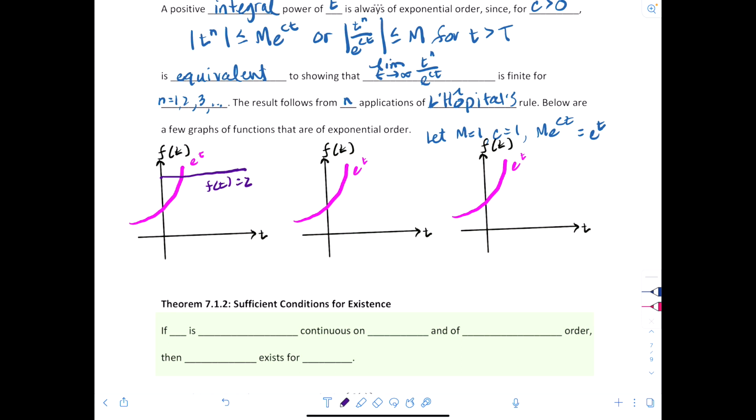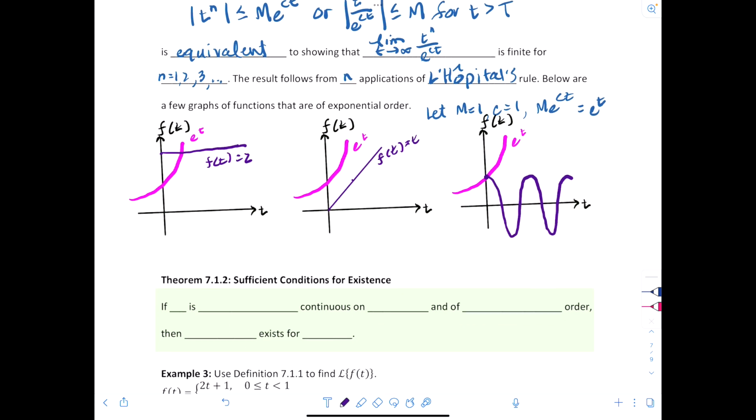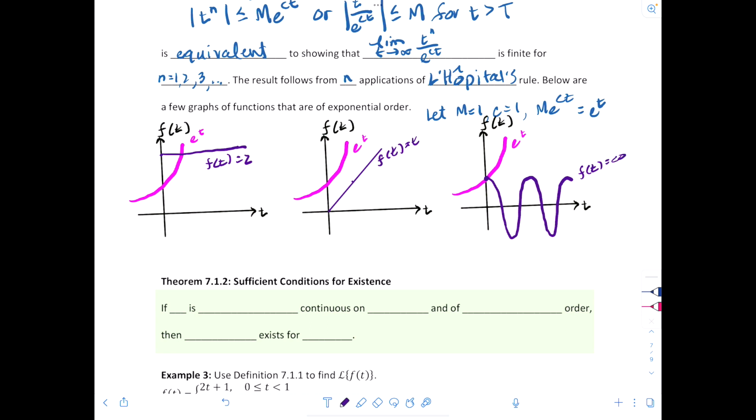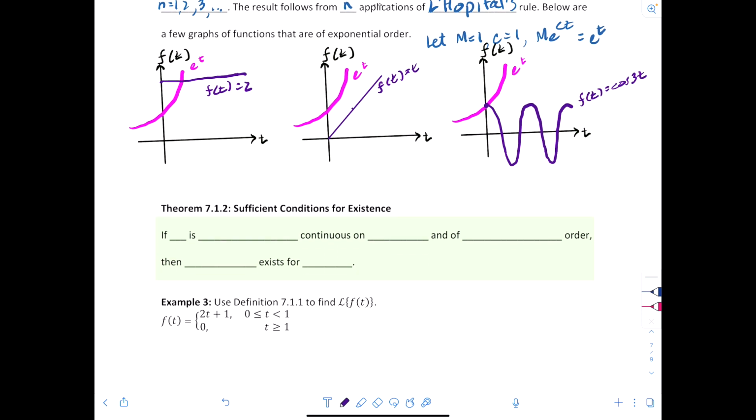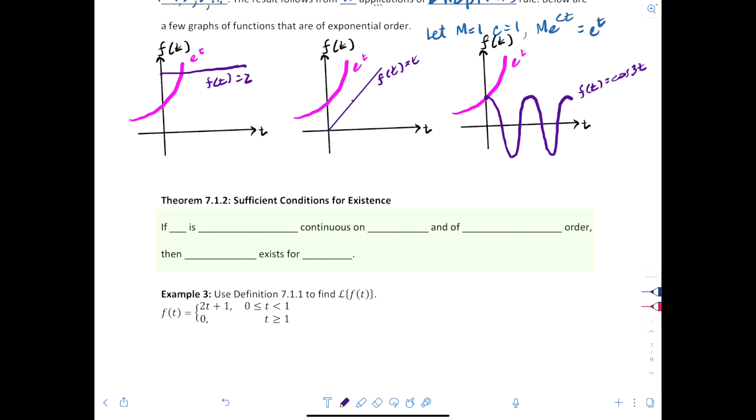We also had an f at t equal to t, right? So that would be something like this. And then we had f at t equal to cosine of 3t. So that would start up here at 0, 1, and then go something like this. So you can see all of these that we had done, f at t equal to cosine 3t, were all of exponential order. Cool? All right. Next up, almost there, making some progress.